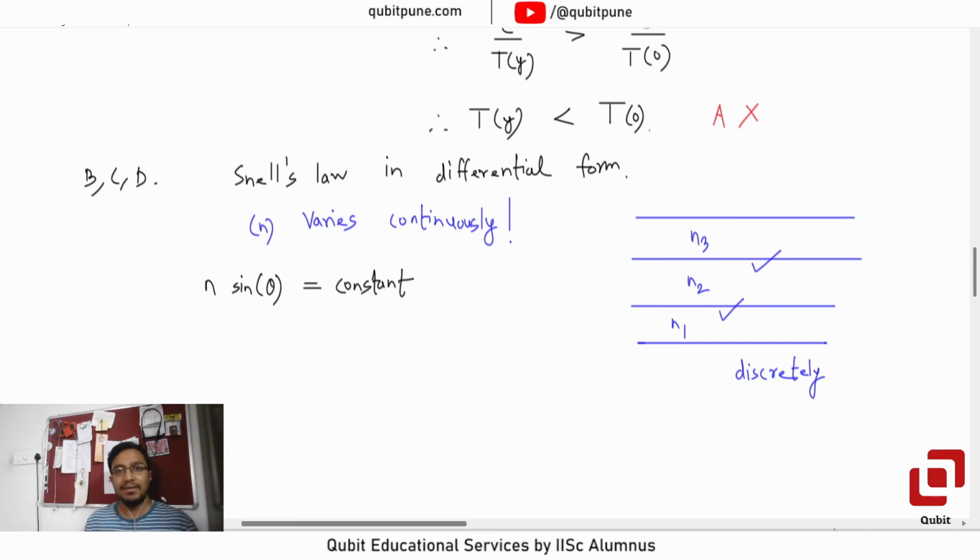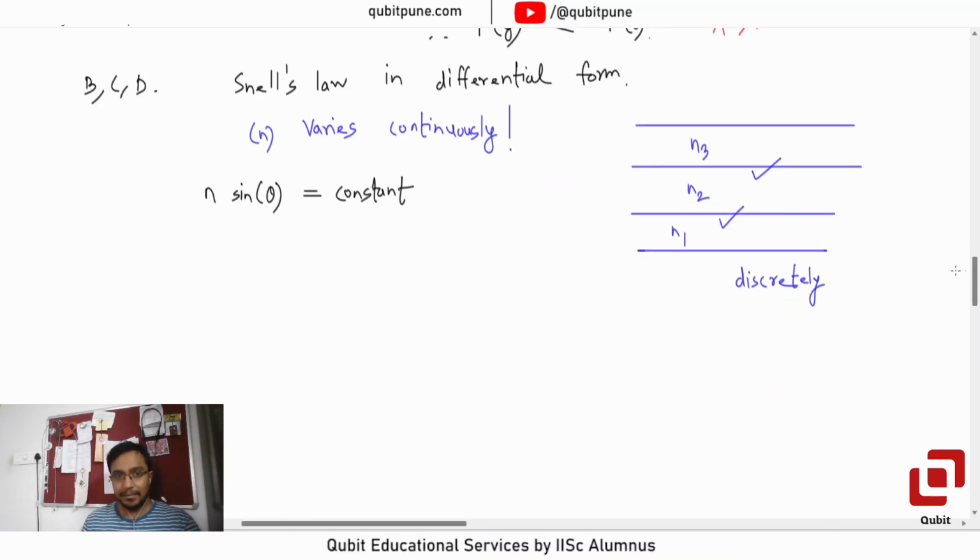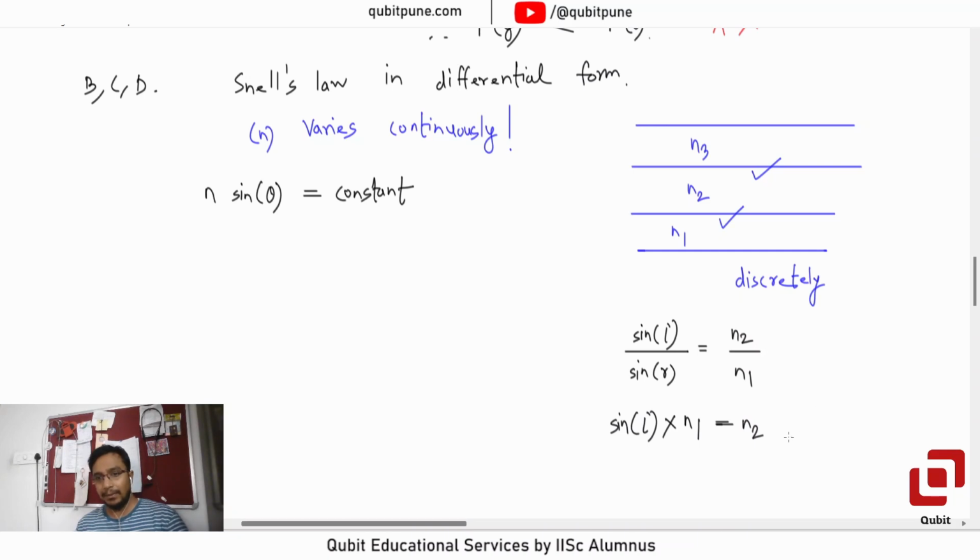This could be the angle of incidence or angle of refraction, right? Because look, the original Snell's law is what? Sin i upon sin r is equal to n2 by n1. So basically, if a ray is propagating from medium 1, the sine of the angle of incidence multiplied by the absolute refractive index of that medium will be, if r is the angle of refraction in medium 2, then sine of r into n2 will be a constant. So that's exactly what is meant here. Okay, n into sine theta is equal to constant.